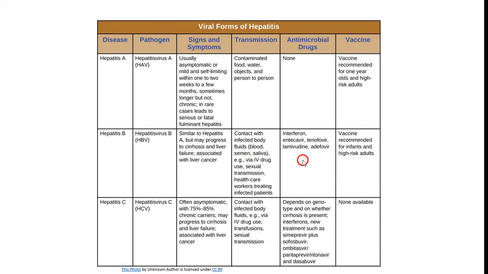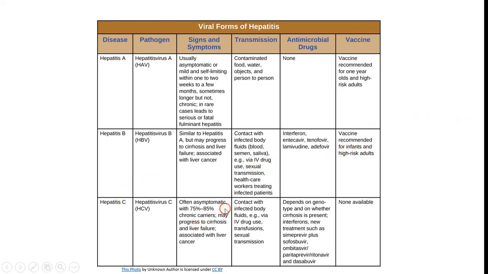It is going to be acute. We're going to treat it with certain drugs and interferon. It is going to be transmitted through contact with bodily fluid. It can be from open wounds, sexual contact, etc. There is a vaccine available for Hep B.